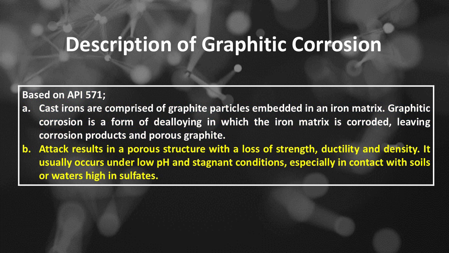Number B. Attack results in a porous structure with a loss of strength, ductility, and density. It usually occurs under low pH and stagnant conditions, especially in contact with soils or waters high in sulfates.